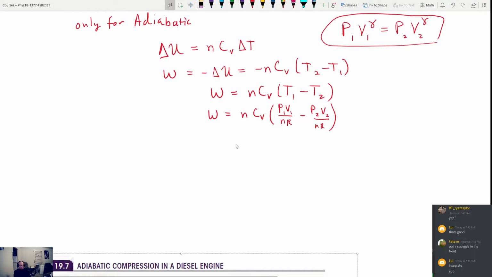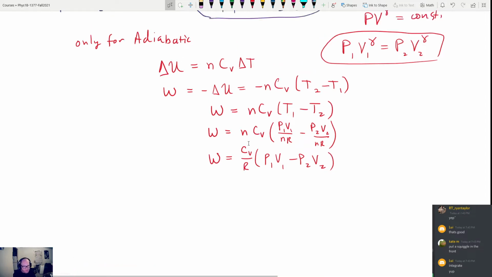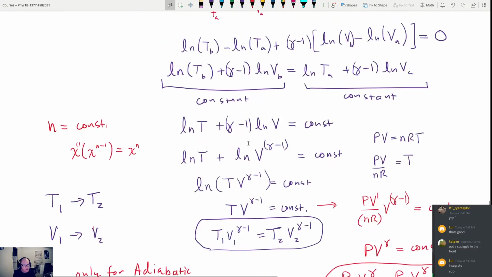And then we pull out the n's, so the n's cancel. We pull out the R's, so we have CV over R multiplied by P1V1 minus P2V2. And then CV over R, I think, was gamma minus 1, right? Oh, it's 1 over gamma minus 1.